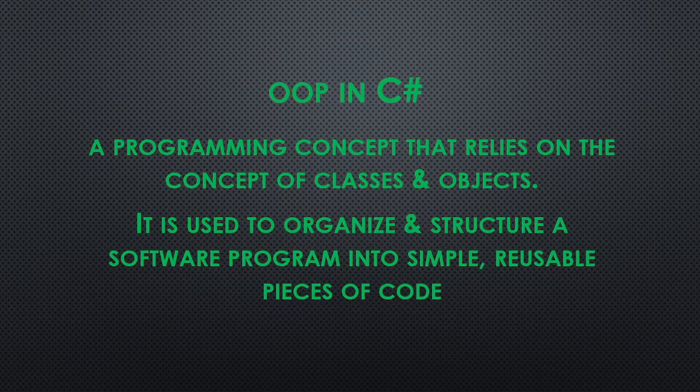OOP is a programming concept that relies on the concept of classes and objects. The classes we already covered in the last session, and now we understand what classes are. But what about the objects? What are the objects? The object is simply a copy of the class, or we can say the object is an isolated instance of the class.